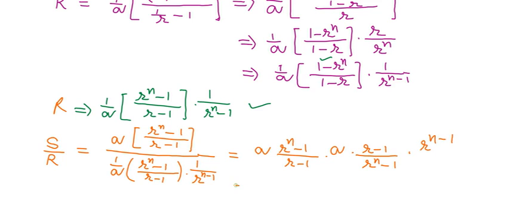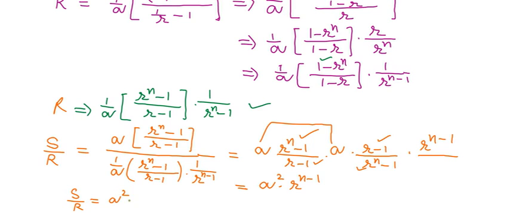When we simplify, we get a square into r raised to the power n minus 1. This term and this term we divide out, since r minus 1 cancels with r minus 1. When we take the product of a and a, we get a square, and this is r raised to the power n minus 1. So this is the value of S upon R, equal to a square into r raised to the power n minus 1.